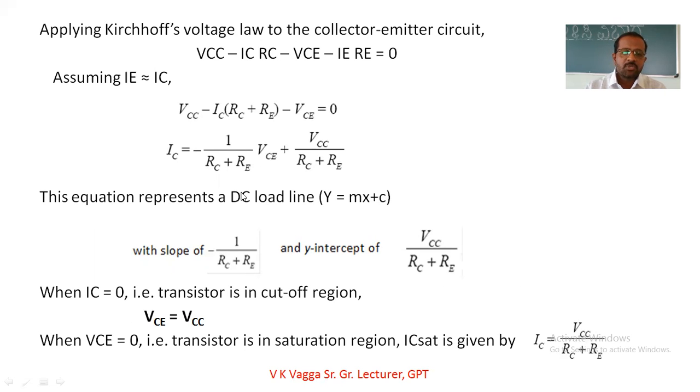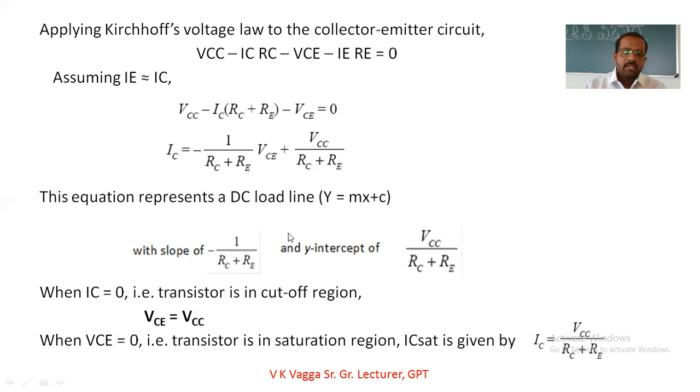This equation is to be compared with the line equation Y is equal to mx plus c. As per mathematics, the equation of a line is Y is equal to mx plus c. In this case, IC is compared with Y, minus 1 divided by (RC plus RE) is indicated as M, X is equal to VCE, and VCC divided by (RC plus RE) acts as the constant C.